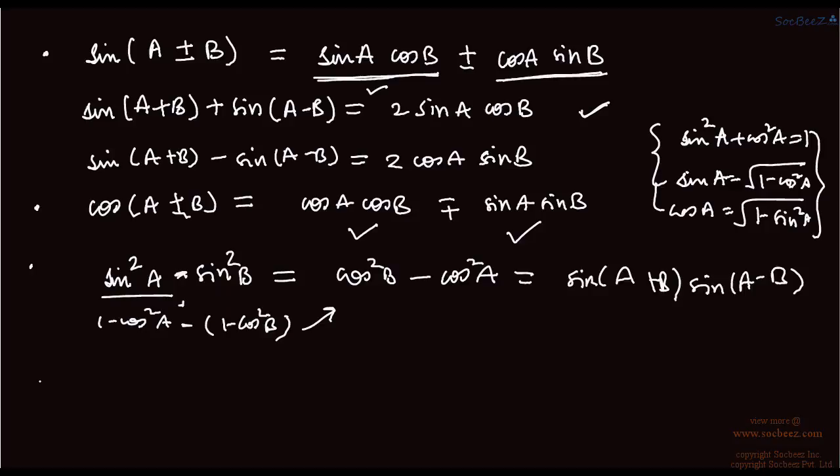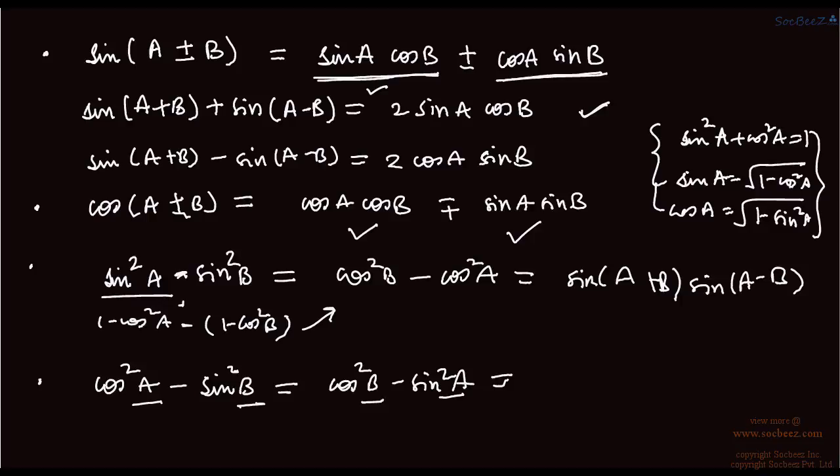Okay. Now, fourth formula, cos square A minus sine square B, sorry. Cos square A minus sine square B, that is equal to cos square B minus sine square A. You can see that these two interchange. Okay, when you convert cos into sine and sine into cos, this is equal to cos of A plus B into cos of A minus B.